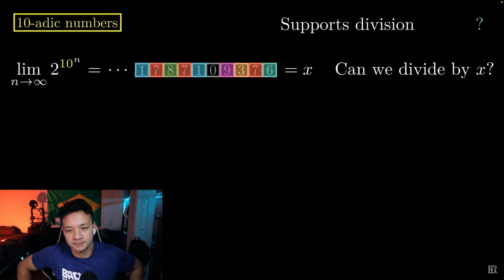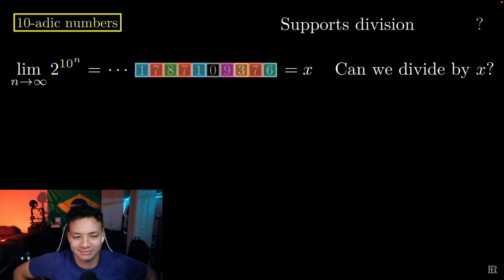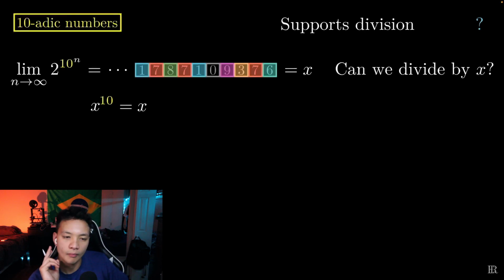Powers of 2 in the limit that gave x have the following property. To get from 2 to the 10 to the n to 2 to the 10 to the n plus 1, we raise to the 10th power. As we increase n, both powers of 2 in this equation get close to x. And that means that x to the 10th is actually equal to x. We can even check this for the first few digits by hand, by multiplying x by itself 10 times. After the last multiplication, we should get x back.